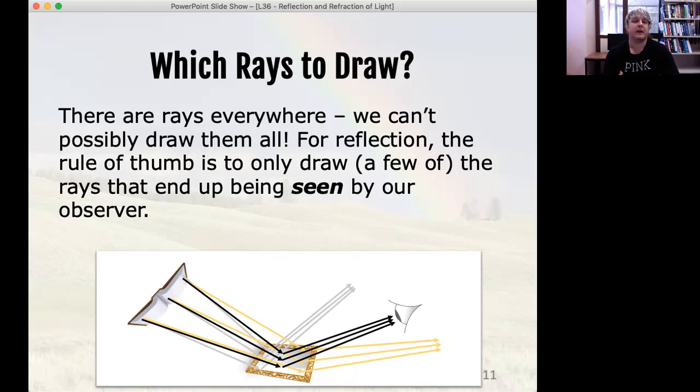Just draw a few and generally choose a hypothetical observer, whether you draw their eye or not. Choose a hypothetical observer and use them to just choose a few of the rays that they would see.